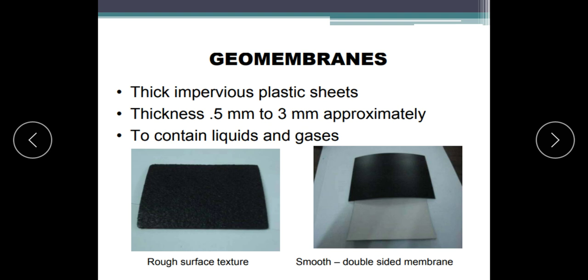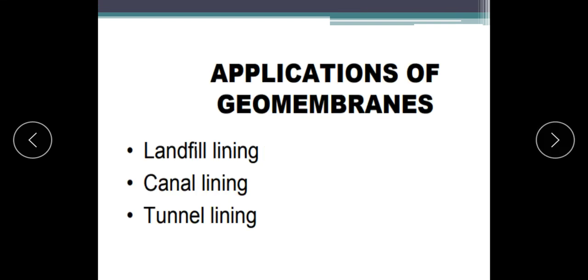Then we have geomembranes, which are thick impervious plastic sheets, thickness varying from 0.5 mm to 3 mm approximately. These we mainly use to contain liquid and gases, especially in landfill application or as a moisture barrier. In the first figure, there is a rough surface texture geomembrane and a smooth double sided geomembrane you can see. Basically we use these geomembranes as landfill lining, canal lining, and tunnel lining.